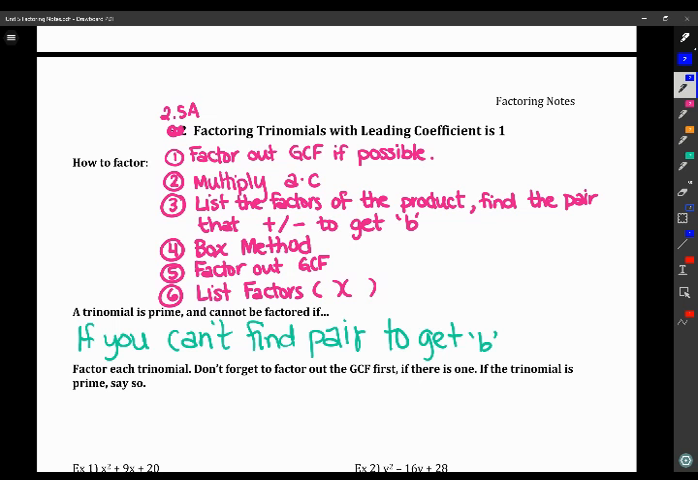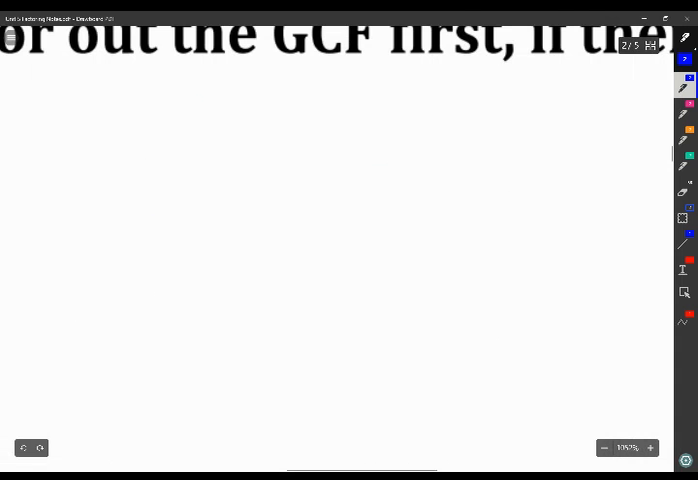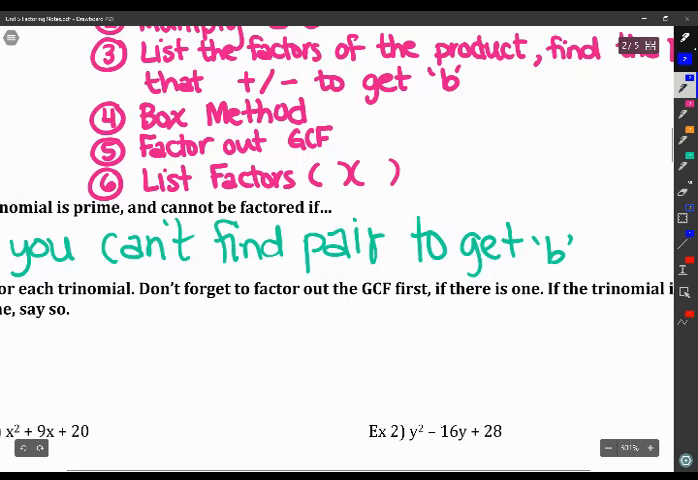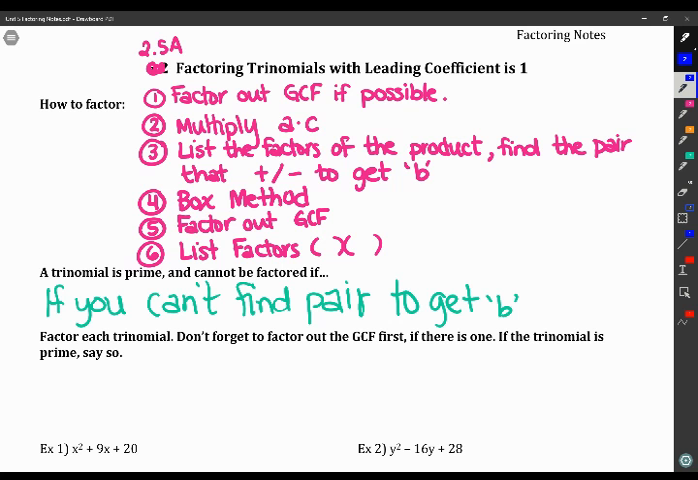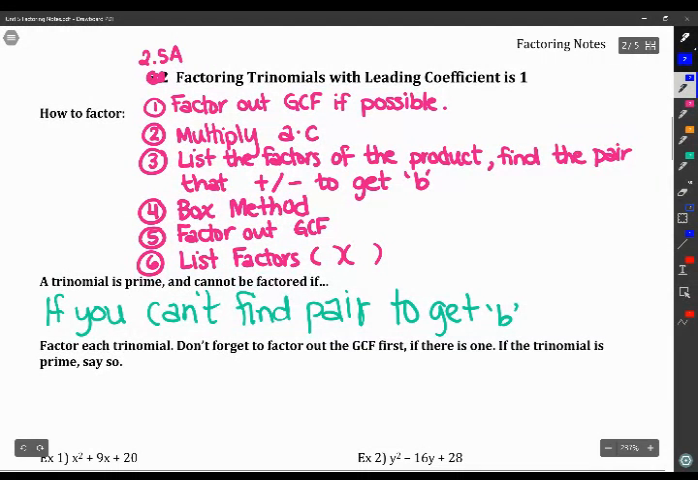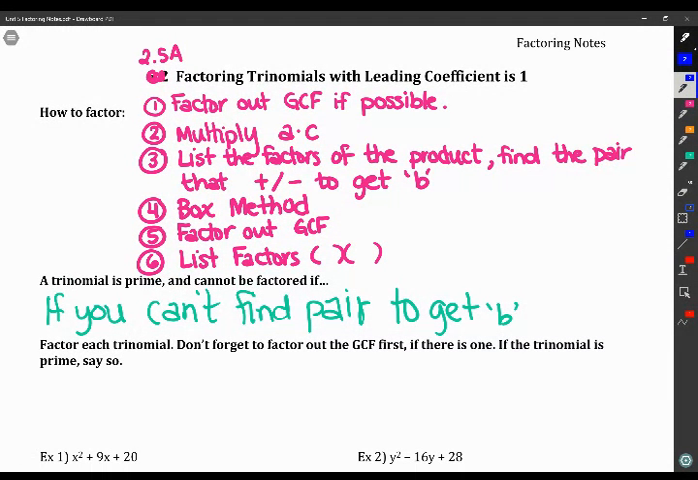All right, so 2.5 is on factoring trinomials with a leading coefficient of 1. I didn't really like the way the book showed this, so I like to do it with a box, and we're going to do it a little bit different than the book. The steps to factor when a is 1 are always going to be the same, actually, to factor any trinomial. And remember, a trinomial is 3 terms.